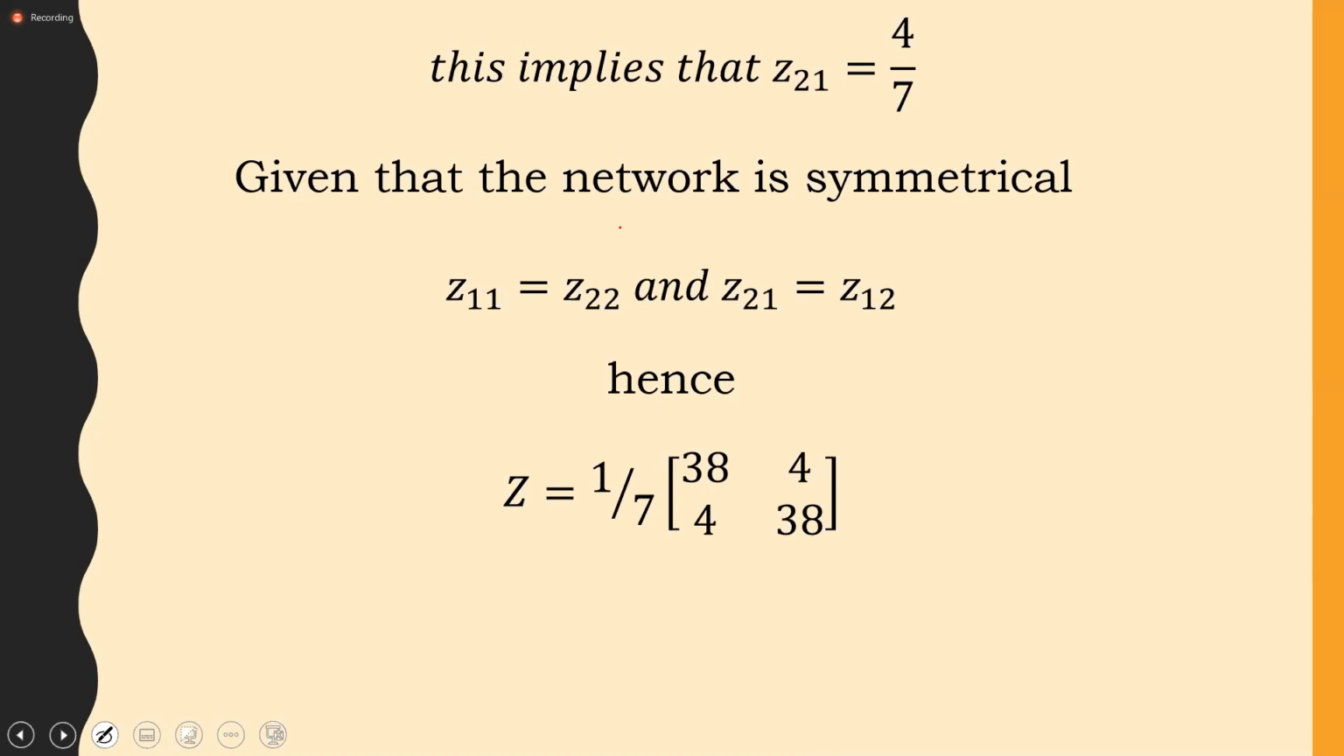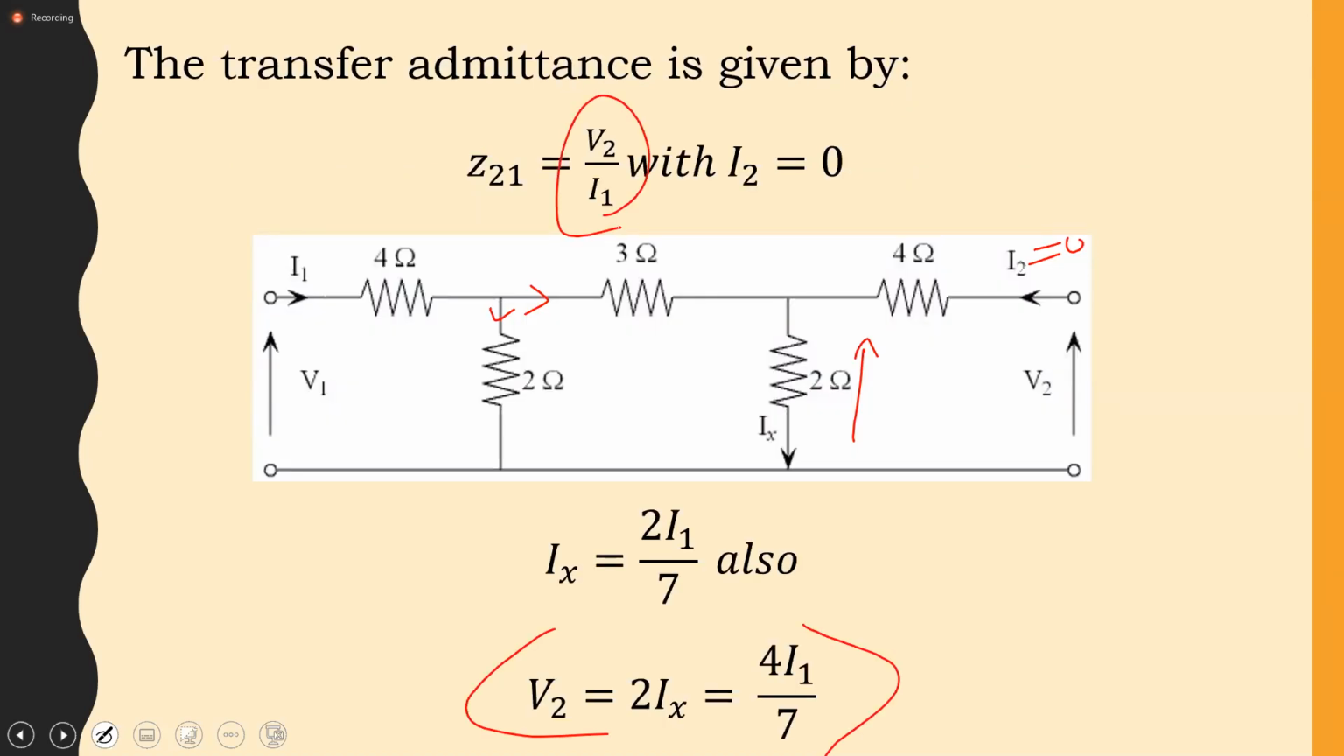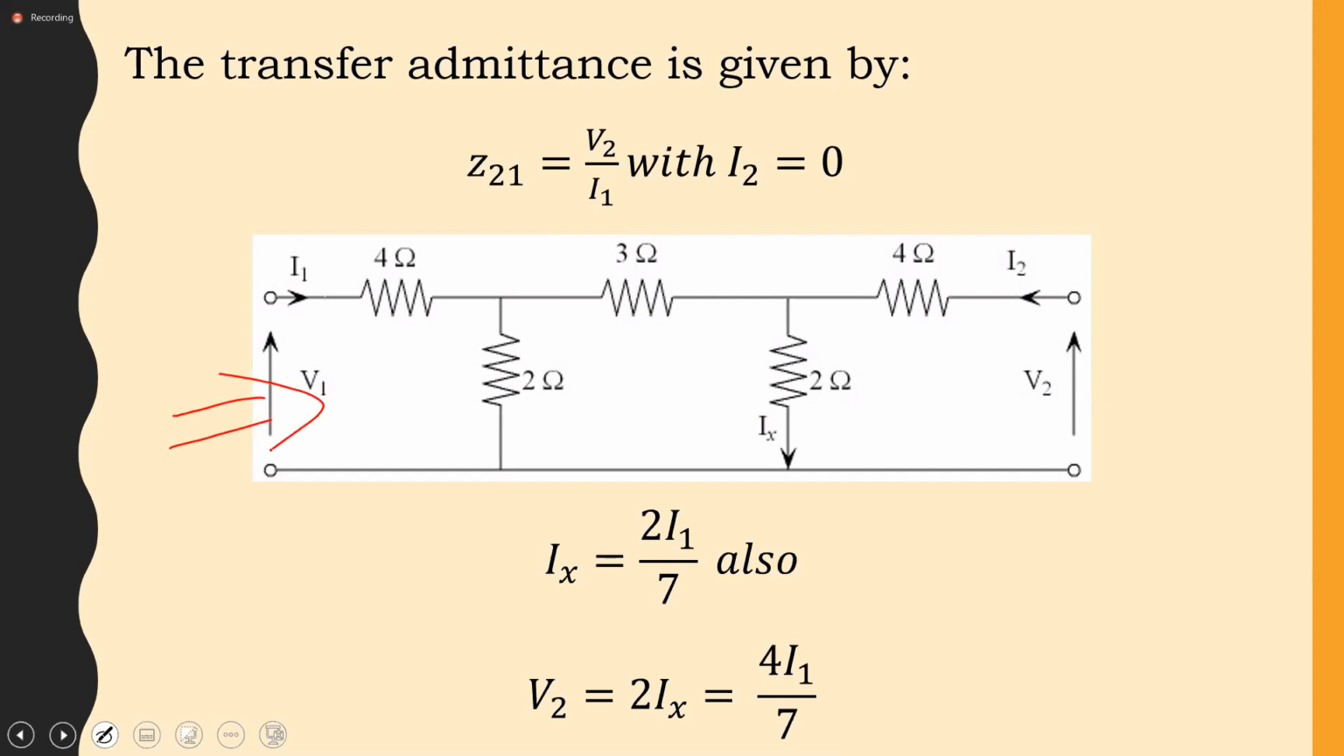Now we look back at the network. Although we did not speak much to symmetry, it is obvious based on this network that if I should look at the network from this port, I would have 4, then 2, then 3, 2, 4. And if I go from this end, I'll get the same thing.